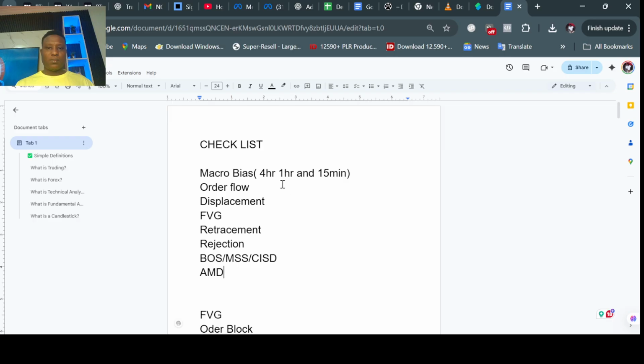Now, from this 4 hours, 15 minutes, and 1 hour time frame, I want to make sure that at least two of these time frames align with the bias. So if maybe the 4 hours is saying that the market is bullish, the 1 hour is saying that the market is bullish, and the 15 minutes is saying that the market is bearish, I will want to trade in the direction that has two confirmations. So I want at least two of these time frames to be in alignment before I will trade in that direction.